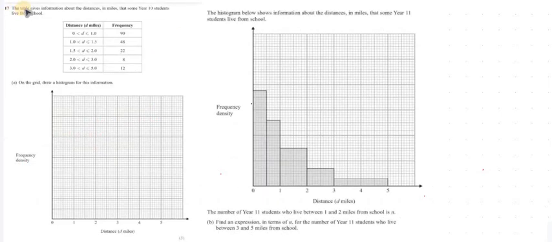Okay, question 17. The table gives information about the distances in miles that some Year 10 students live from school. So, we have a range of distances and the frequency, so the number of students that live in that range of distance away from the school. A says, on the grid, draw a histogram for this information. Frequency density against distance.